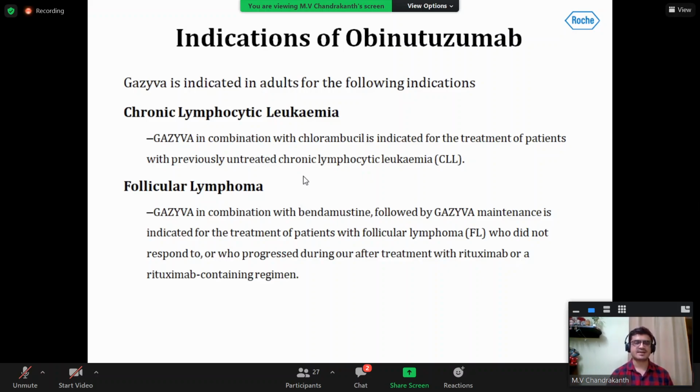In CLL, we have got approval in combination with chlorambucil. And in follicular lymphoma, we have its approval in combination with bendamustine, followed by obinutuzumab maintenance 2 monthly. The follicular lymphoma indication is mainly for patients who have not responded to or who have progressed on a rituximab containing regimen. So the moment this follicular lymphoma becomes resistant to rituximab, it's an unmet need to address this difficult to treat population.